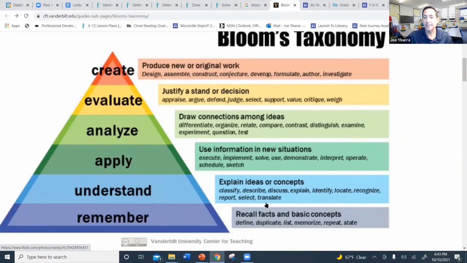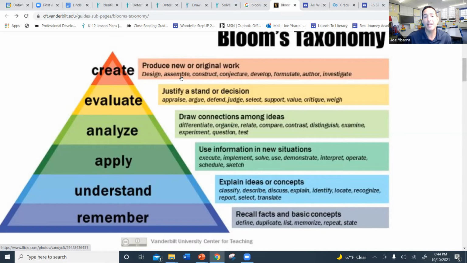Can they understand? Can they discuss? Can they identify? Can they locate? Can they recognize? In EDI, we're trying to get to these 4, but we use all. Can they demonstrate? Can they interpret? Can they execute? Can they analyze? Can they differentiate, compare, contrast, distinguish? Can they evaluate? Can they defend, judge, support, critique, justify a decision?